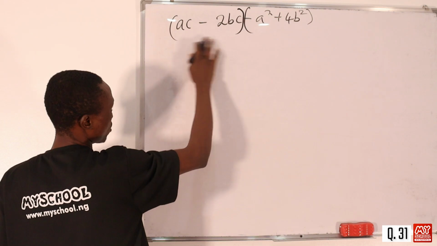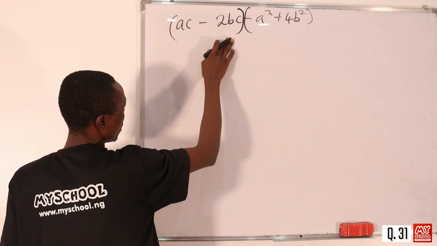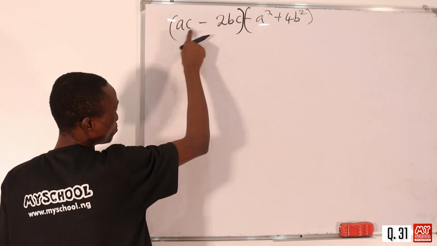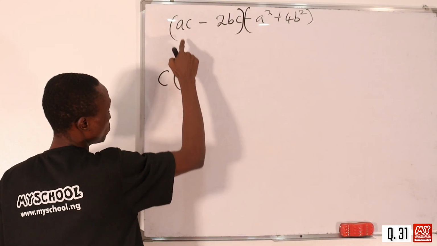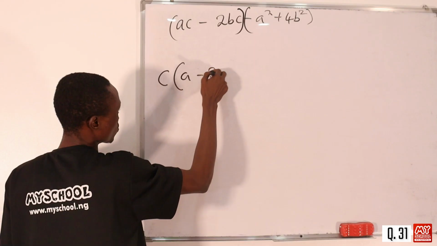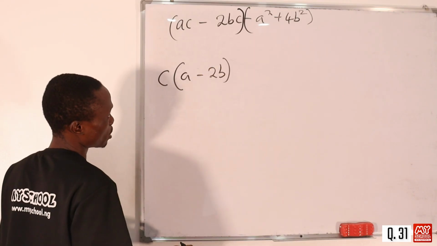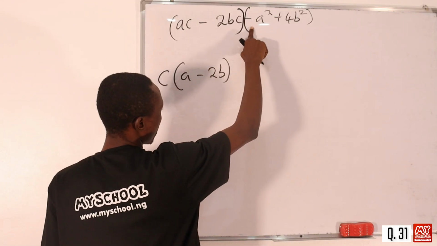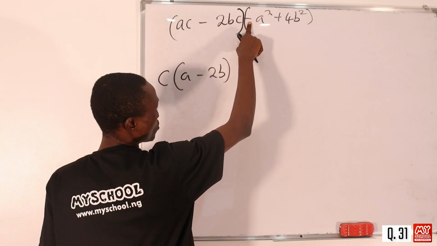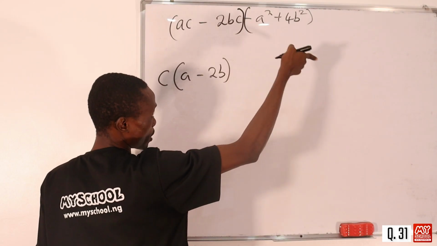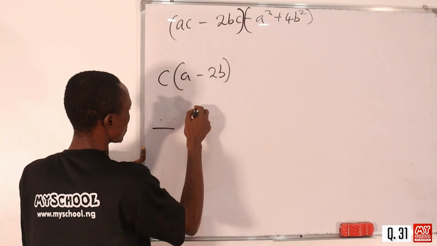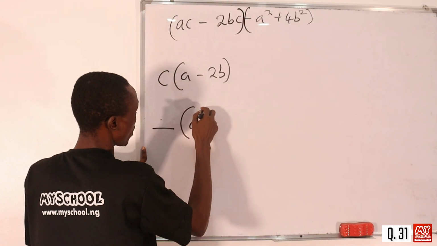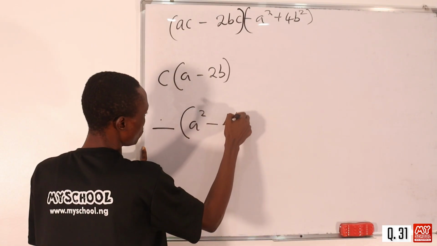Okay, so we can factorize this. So if we factorize here, since we have c is common between the 2 terms inside the first bracket, we bring out c, then we'll be having a minus 2b left. Okay, so we'll put that in bracket. But if we check this other bracket, we have minus here, so we can actually factor out that minus. So if we factor out that minus, we'll be having minus, then bracket a squared minus 4b squared.